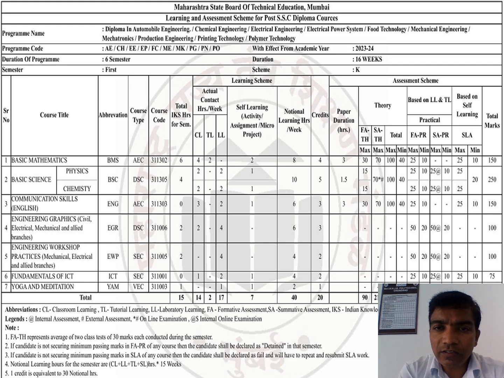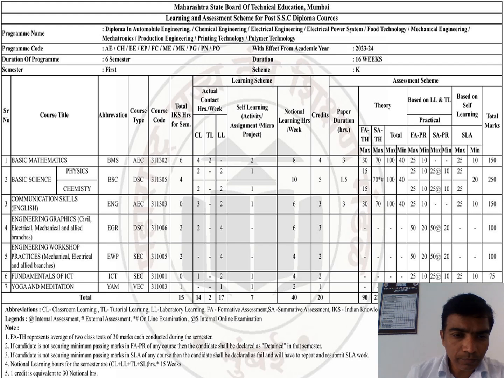Then in the assessment scheme you can see there are 3 theory courses: basic mathematics, basic science and communication skills, and all other courses are practical courses. The scheme consists of formative assessment and summative assessment, and this is for theory courses as well as for practical courses. The total marks including the self-learning activities are given at the rightmost side, in which you can see the total marks distribution for each course.